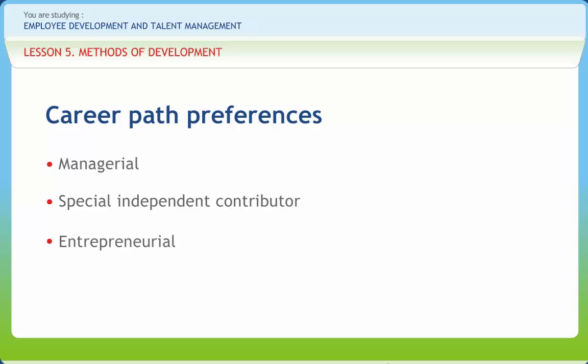Entrepreneurial career path preference is best characterized by those interested in rapid job, career, and occupational changes over short periods of time. These individuals enjoy working on diverse projects, tasks, assignments, and business ventures with measurable and visible outcomes.